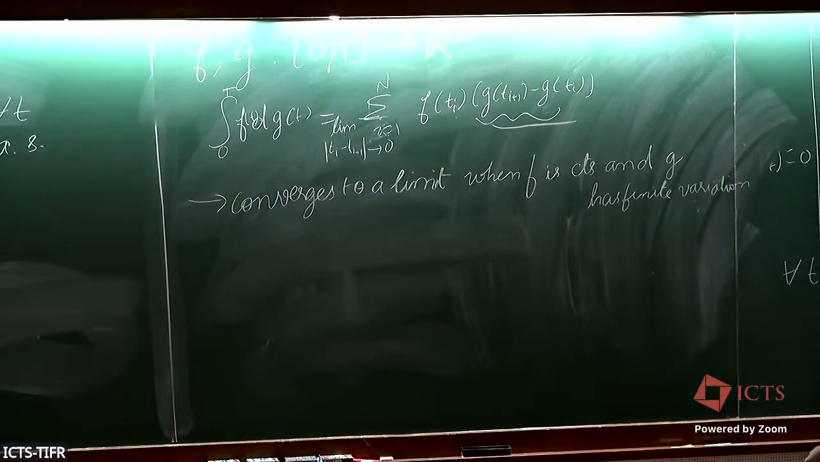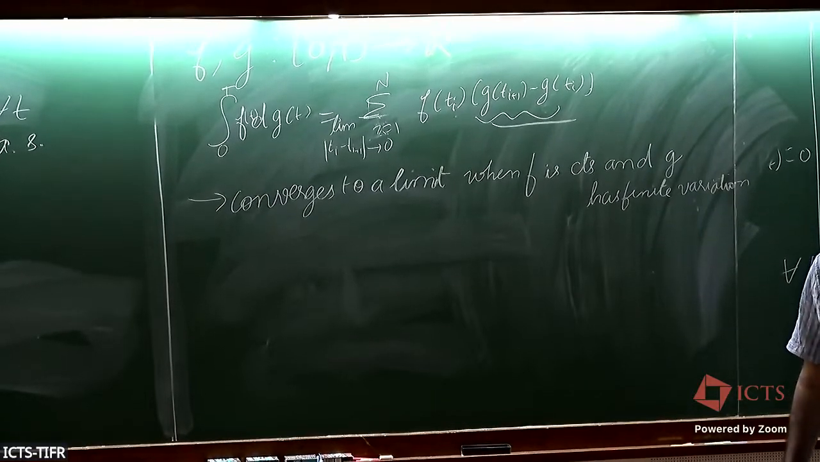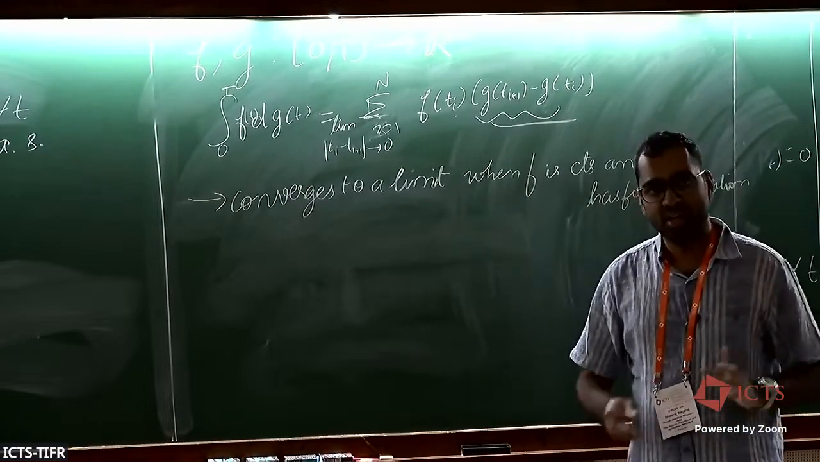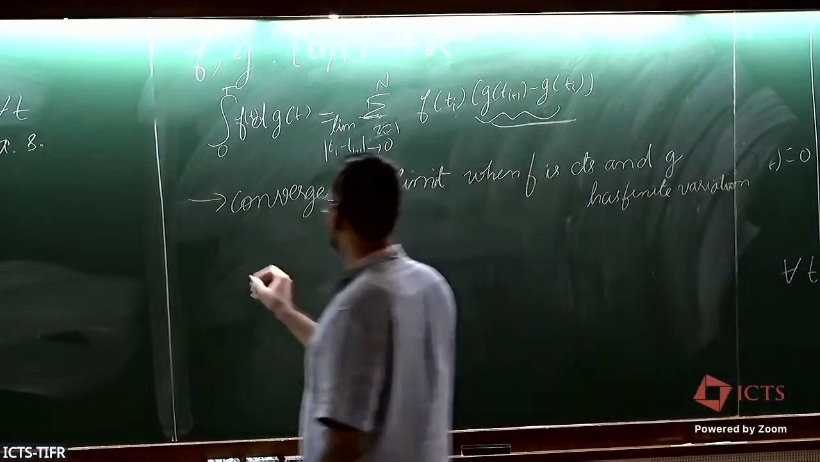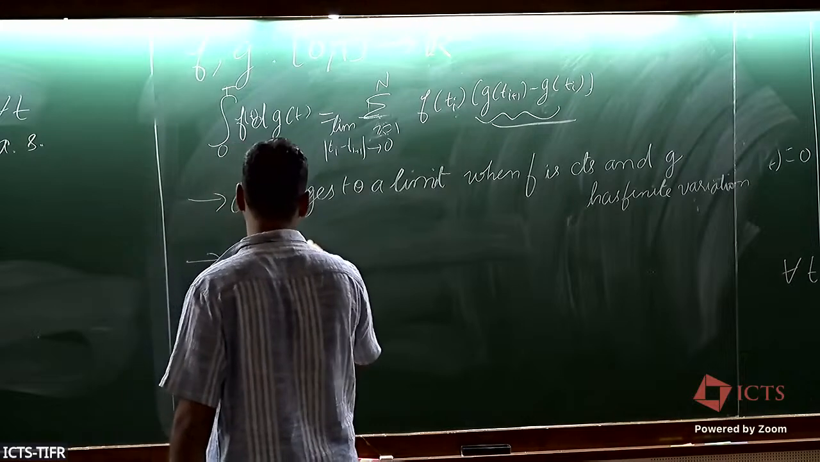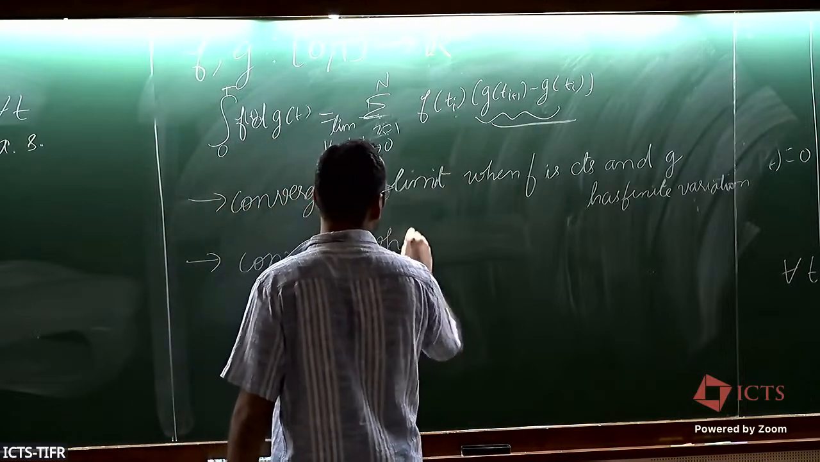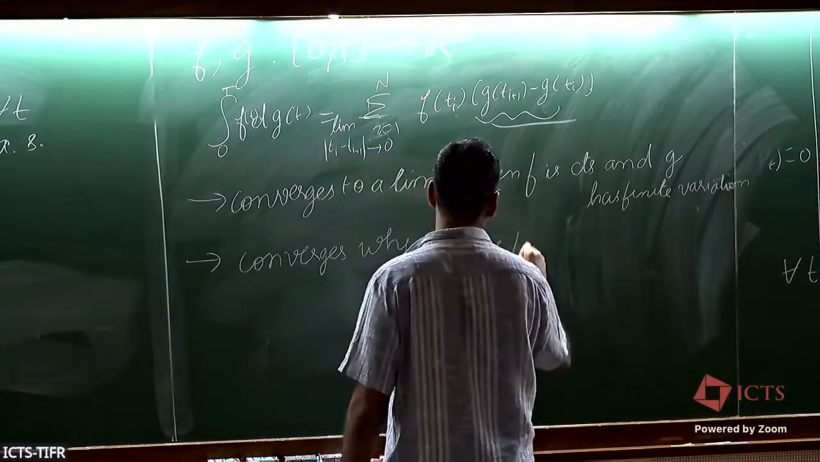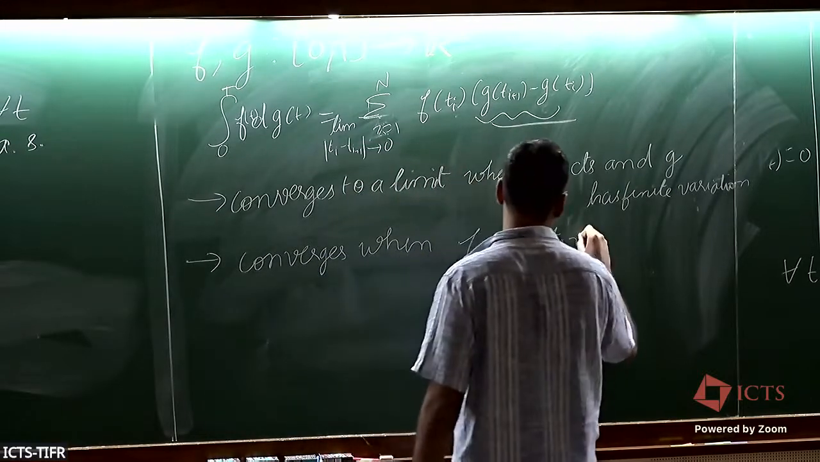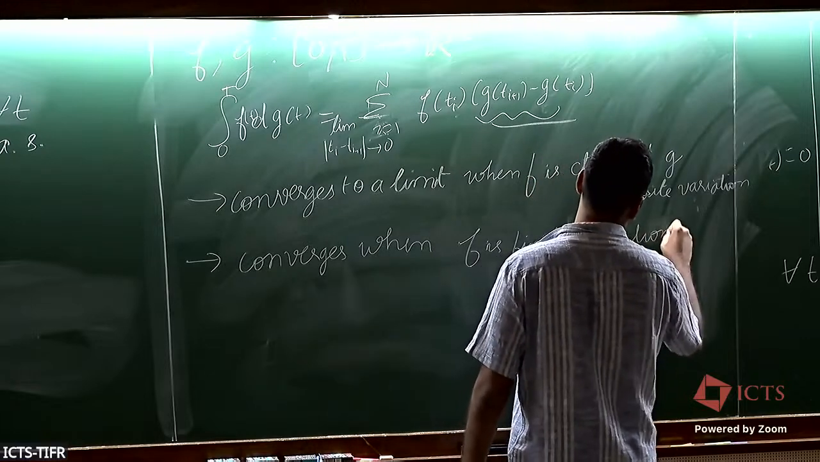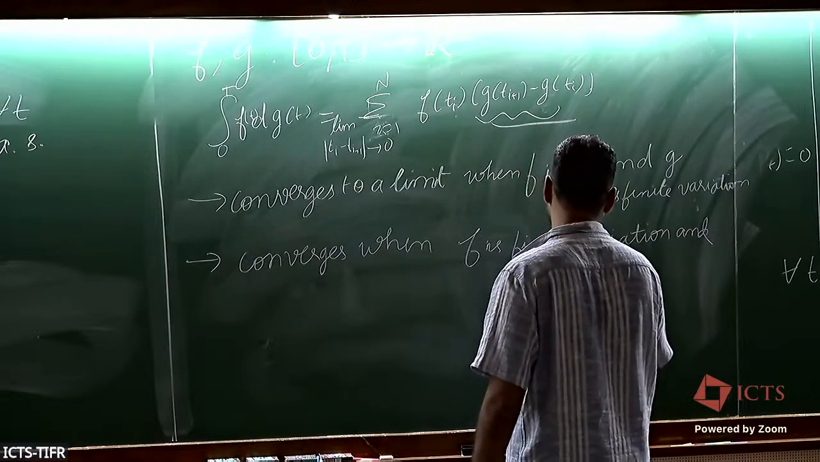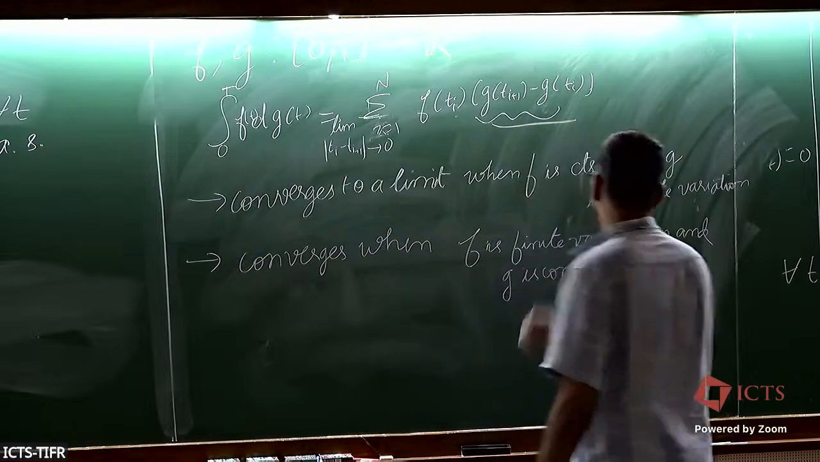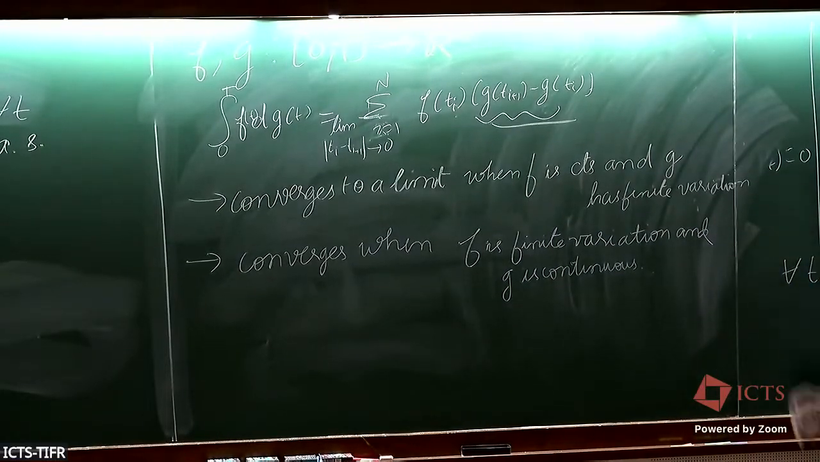There's also another condition when you can actually show that this exists, and exactly like the theme in all these lectures, it involves integration by parts. You can actually see that it converges when f is finite variation and g is continuous. Can anyone tell me why that would be true? Okay, I told you the answer.